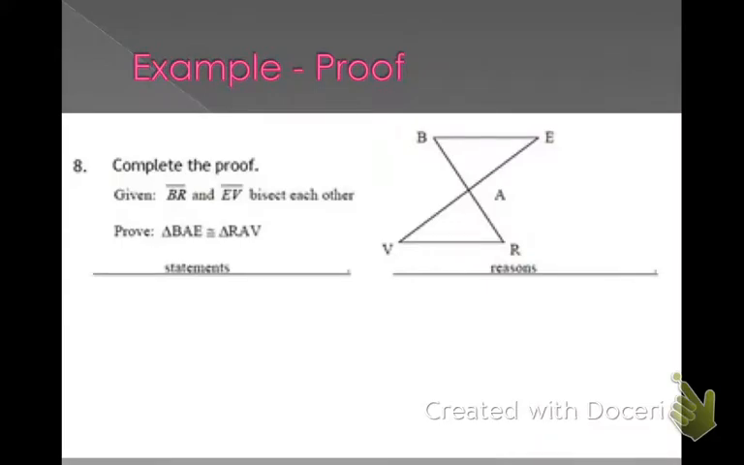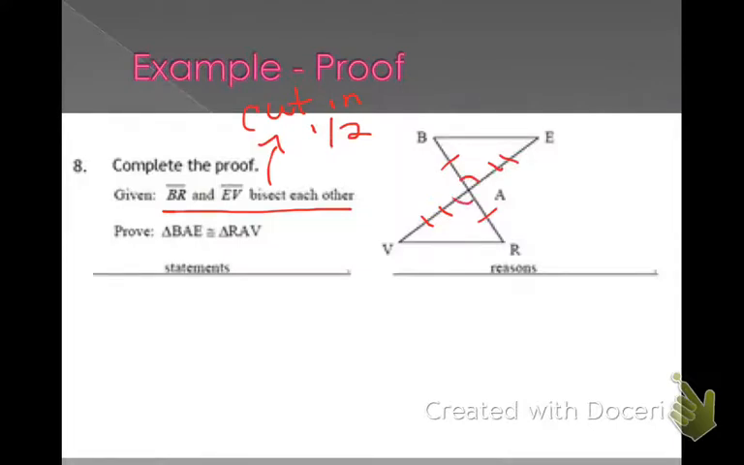So here's an example proof. I'm going to walk through it. We're asked to show that the 2 triangles are congruent, and we're given that the 2 lines here, BR and EV, bisect each other. So if they bisect each other, that means they cut each other in half. So if you cut something in half, that means you get 2 congruent pieces. We get this and this.